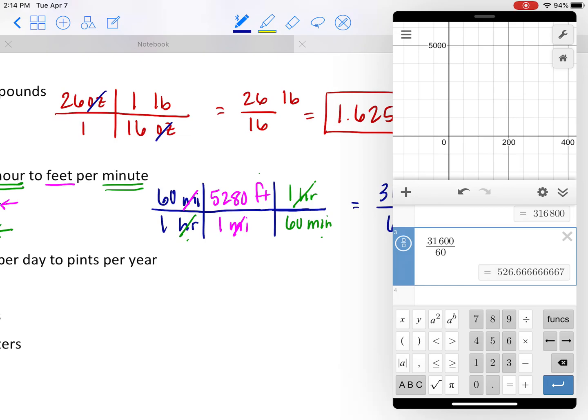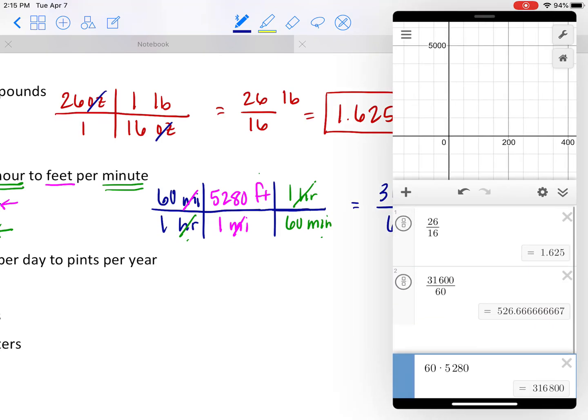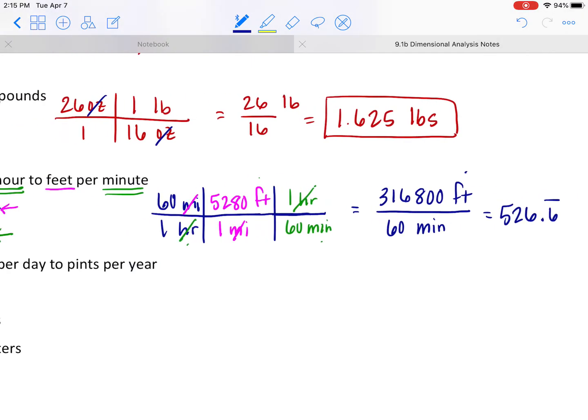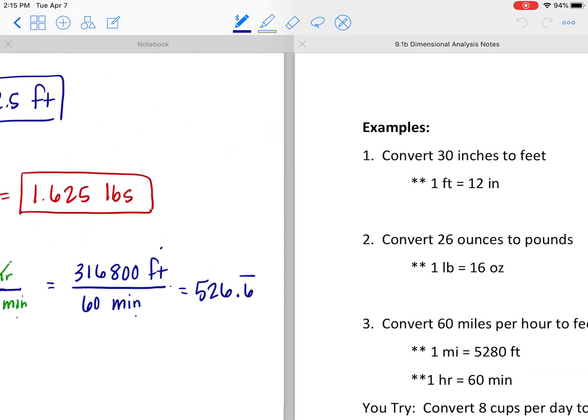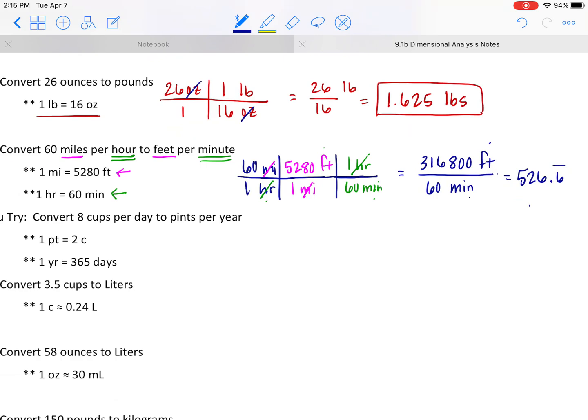And now it's just a divide. What is that? 316,800. We're going to divide that by the 60 that we had on the bottom, and we end up with 526.6 repeating. So this is 526, was that right? Yep, 0.6 repeating. And the units would be the feet per minute. Feet per minute. Okay, and there it is.